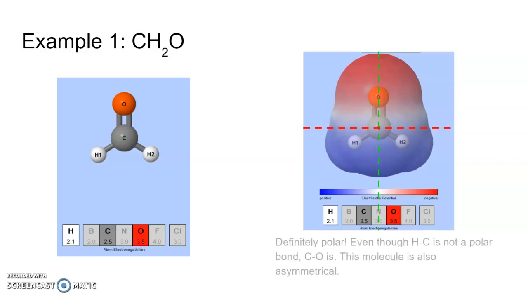Okay, so this sums up what I was saying. It's definitely a polar molecule because we've got that polar bond in there, the carbon-oxygen bond, and it is an asymmetrical molecule. So both of those things together give me a polar molecule. All right, let's look at the next example.